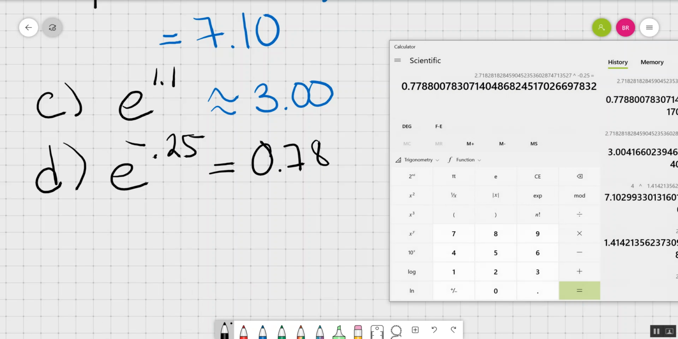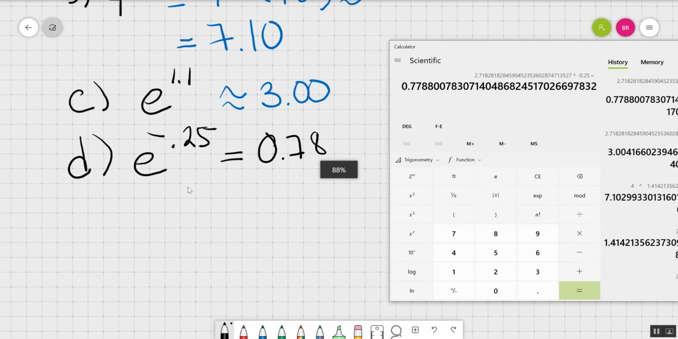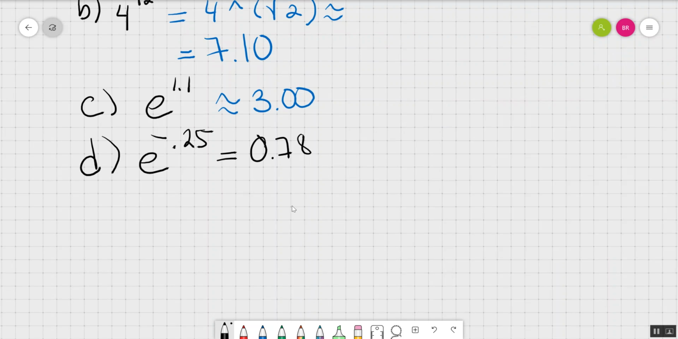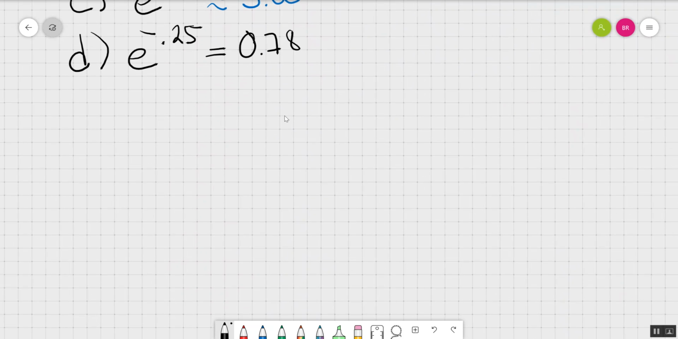Now, one thing to notice about this is hopefully you've seen that all of the outputs I've had here, regardless of the base I used, have come out positive. Also, regardless of the exponent I chose, it's come out positive. This is a characteristic of the exponential as a function. Let's talk about that.